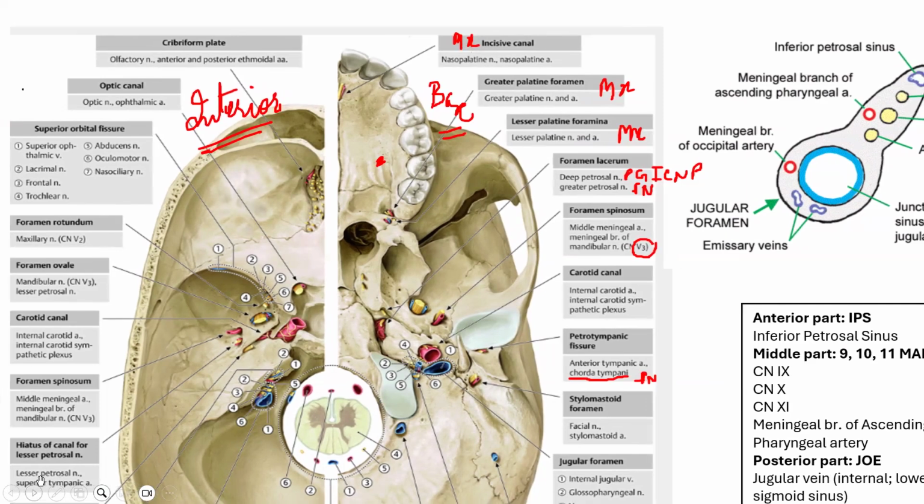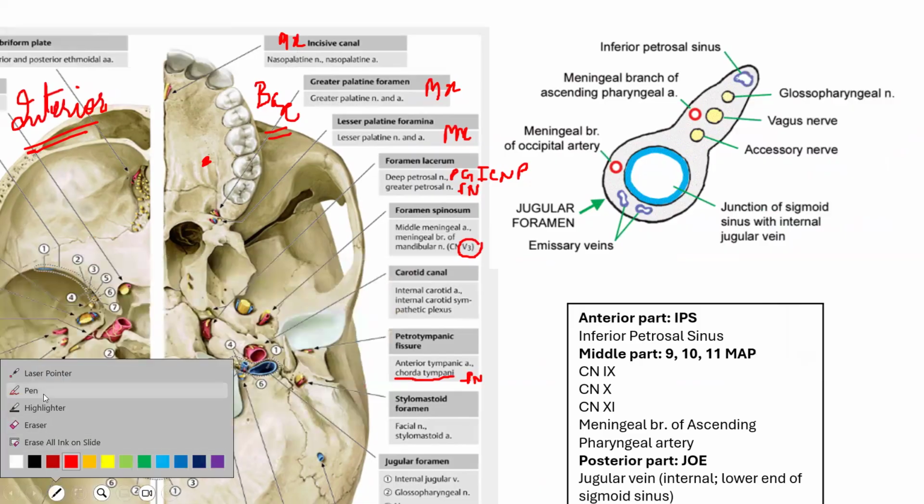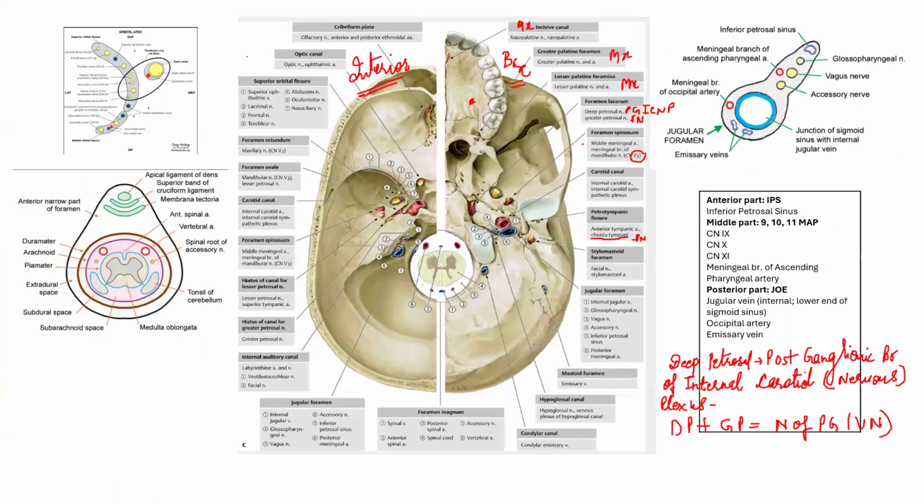Okay, so let me just take the pen. Now this is the incisive canal. Are you able to see in this view? Could you, Neha, are you able to see? Zoom in view is much better. Okay, because I won't be able to use the pen in the zoom in view. That's okay. Let me just zoom in again.